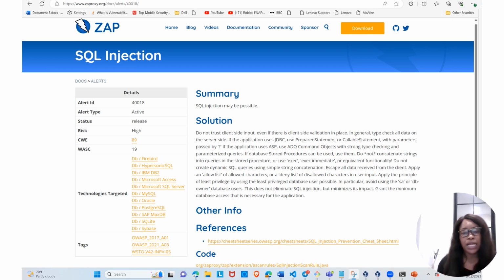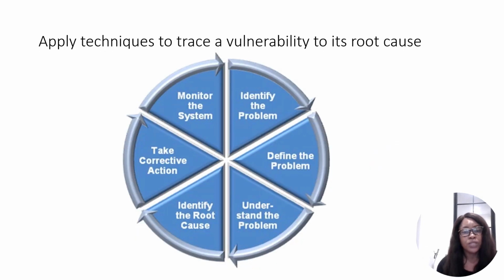So my next slide is the part on SQL injection, how it all came to life, and why we need to prevent SQL injection in the first place. Here, we apply techniques to trace a vulnerability to its root. You have to be able to identify the problem, define the problem, understand the problem, identify the root cause of the problem, and then take corrective action.